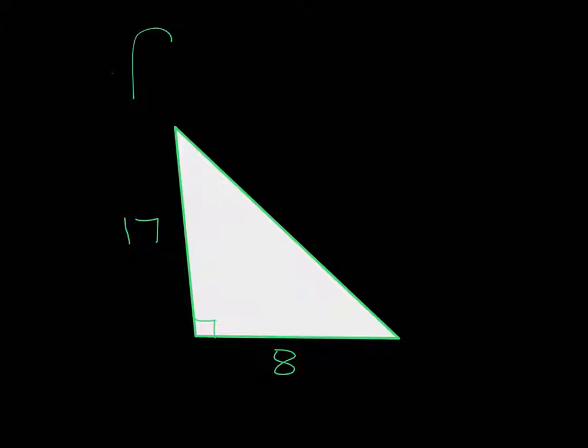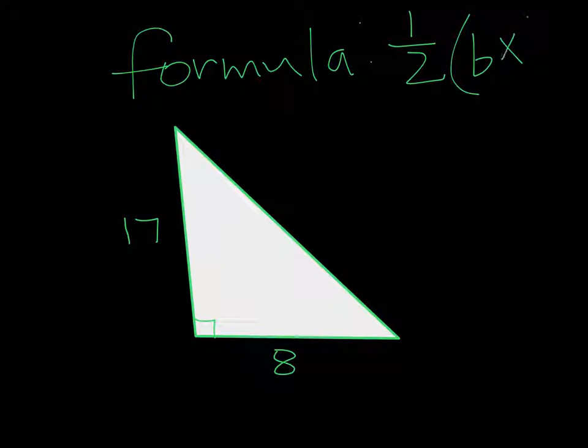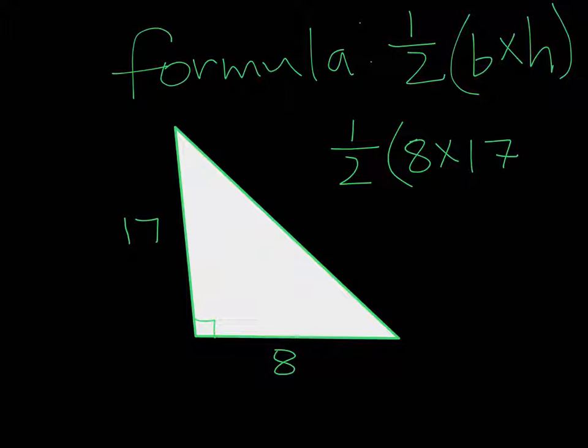Let's pull up our formula again, which is, once again, 1/2 base times height. Okay, let's look at the base. It's 8, so let's substitute that in our formula. 8, and our height, 17. Let's try to solve 8 times 17. 17 times 8.